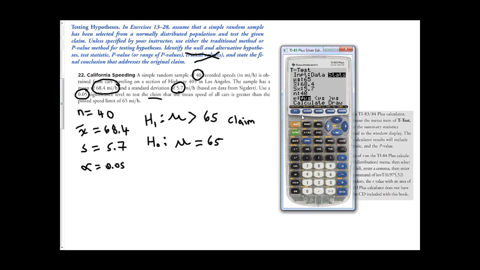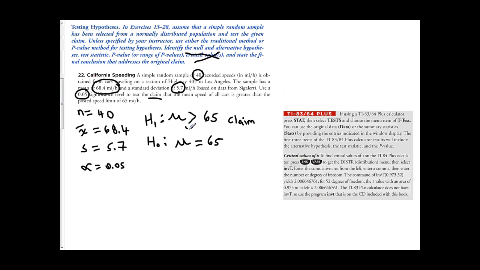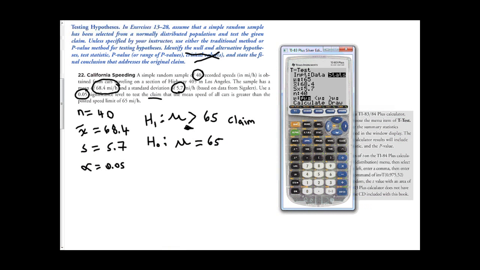The last thing it asks me for is my alternative hypothesis. In the alternative hypothesis, we have greater than. So I'm going to go over, select greater than, press enter, and then I go down and I calculate. When I calculate, it comes back with all the numbers that I'm asking for. Mu is greater than 65. That's the alternative hypothesis, information I already know. This t is actually my test statistic. My test statistic is 3.77.